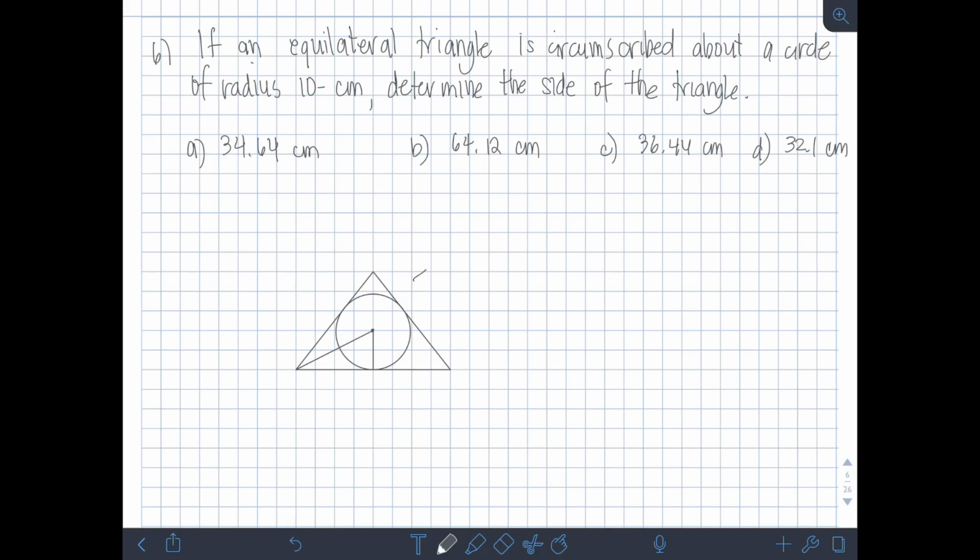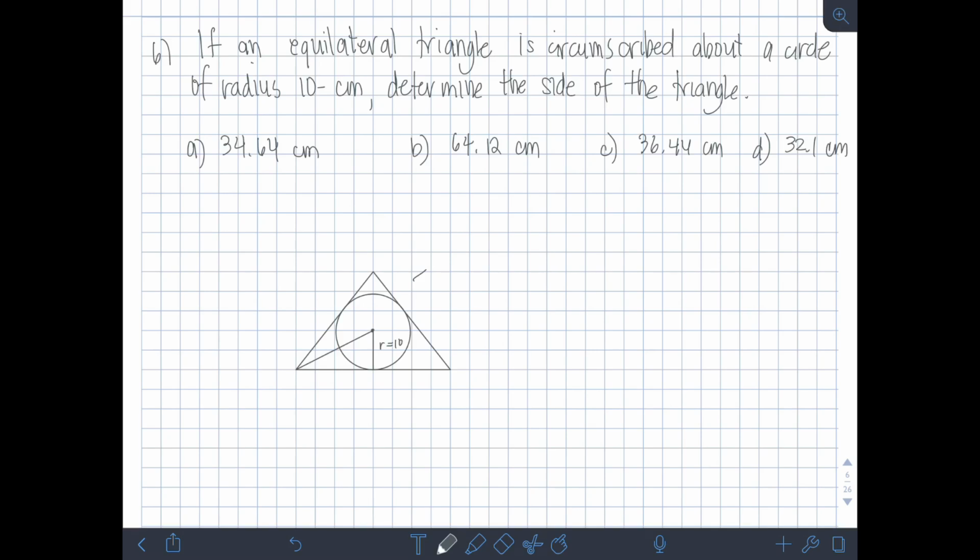The equilateral triangle is circumscribed about a circle. When circumscribed, the circle is inside the triangle. When inscribed, the triangle is inside the circle. Okay? So we have a circle with radius 10. This is our circle with radius R, which is 10.